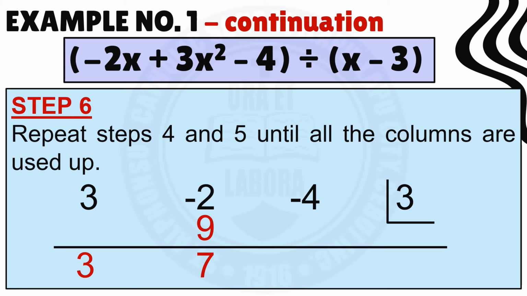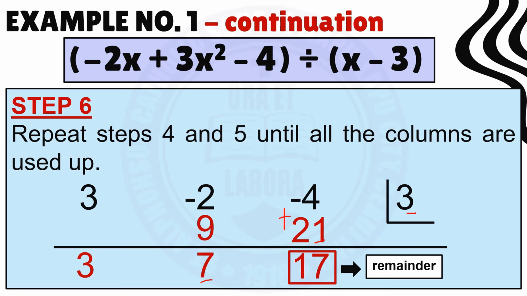Step 6. Repeat steps 4 and 5 until all the columns are used up. So we have here 7. Multiply it by 3, then place your answer here, and that is 21. Then add, so we have here -4 plus 21, the result is 17. The last number is your remainder. So the remainder in this given item is equal to 17.